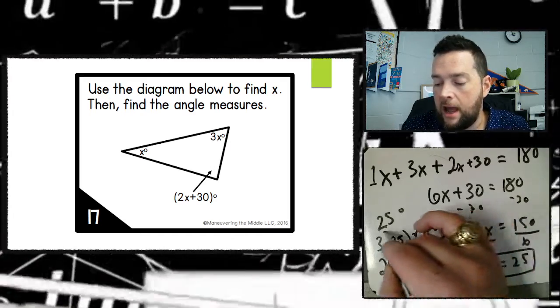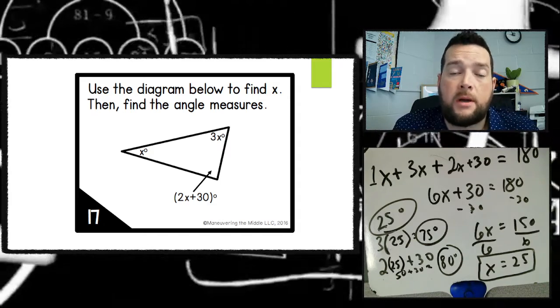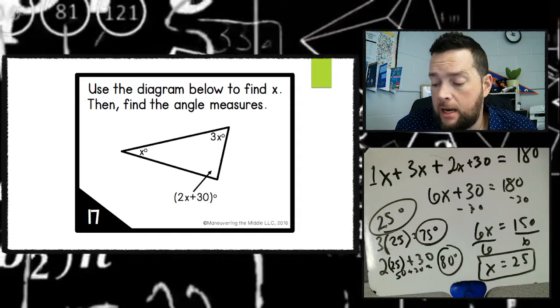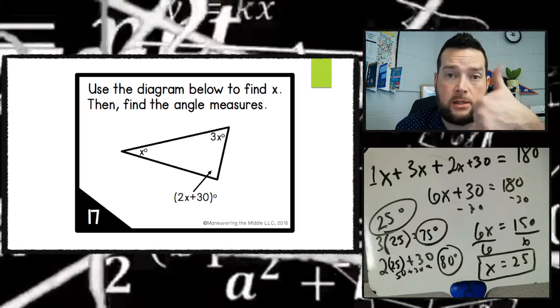All right? And finally, I can add all 3 of those numbers to confirm it, just to make sure it adds up to 180. 25 plus 75 is 100, plus 80 is 180, so it works.